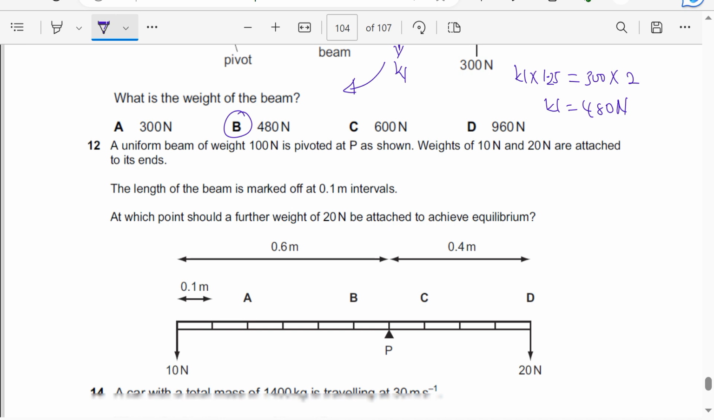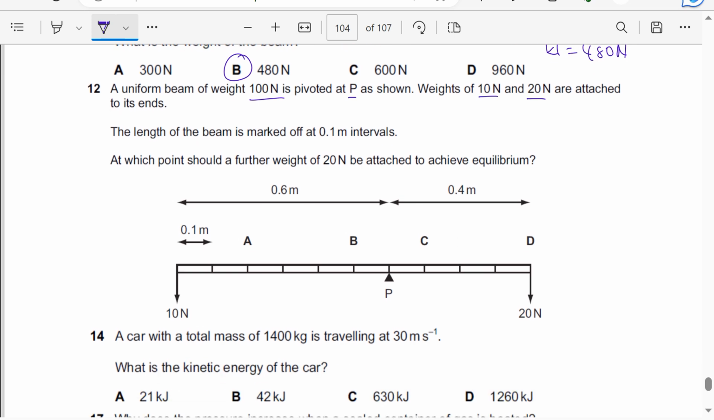A uniform beam of weight 100 newtons is pivoted at P as shown. Weights of 10 newtons and 20 newtons are attached to its ends. The length of the beam is marked off at 0.1 meter intervals. So each is 0.1. At which point should a further weight of 20 newtons be attached to achieve equilibrium? It is a uniform beam of weight 100 newtons, so its weight is at the midpoint, and I think this is the midpoint. So here we have 100 newtons.